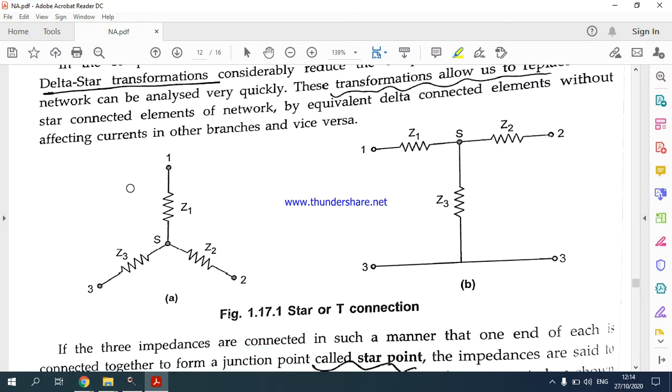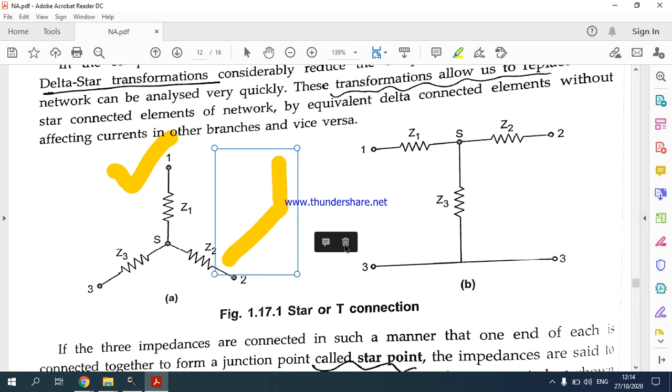First, if you look at this one, you can say this is a star connection. It looks like a star, right? Like this. It looks like a star.